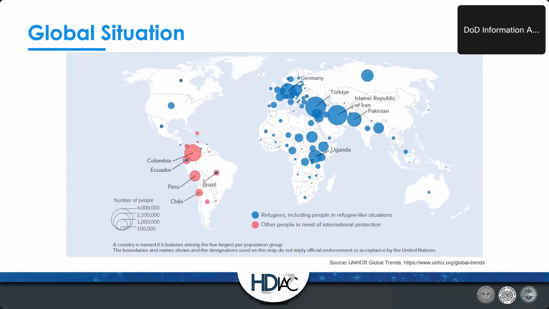And it impacts everywhere. So these, the bubbles on this map, the bigger the bubble, the more people, and this is where refugees go. So not necessarily where they're coming from but where they're moving to. Each country that is labeled is one of the top 5 of their respective groups. So you see in Europe and Africa, you're seeing more people who are considered refugees. And then in South America, especially, you see folks that represent the other people in need of international protection.